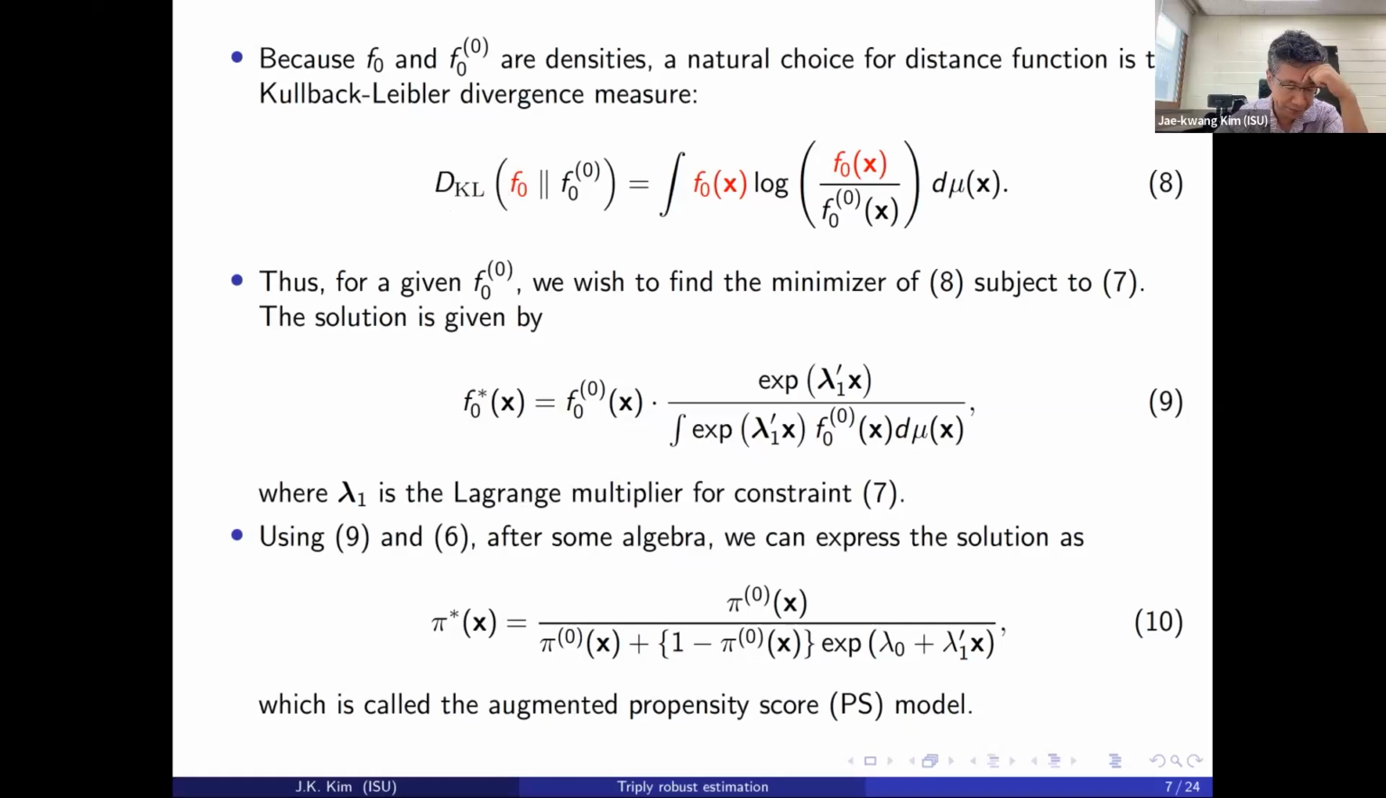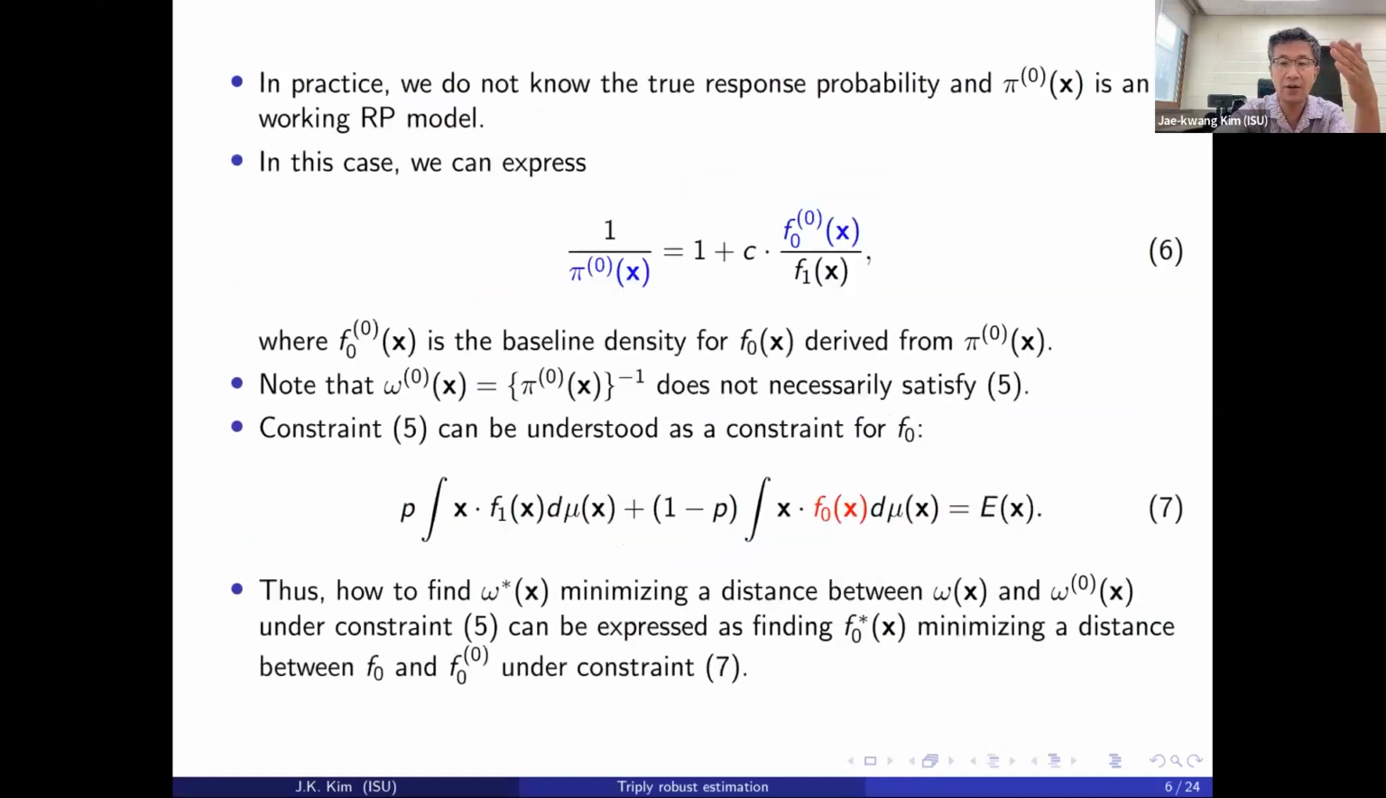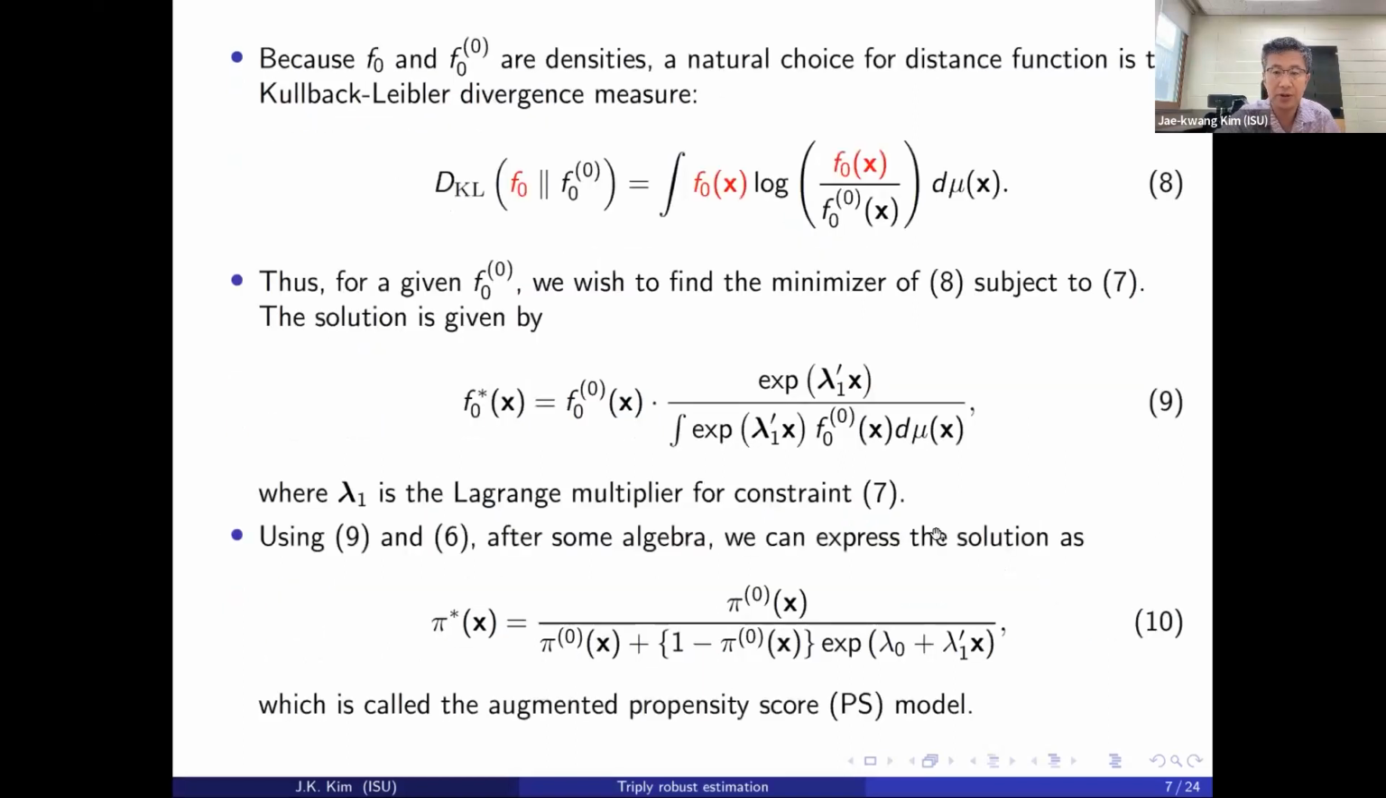The objective function. And then the constraint we want to impose is a calibration constraint, or a covariate balance constraint, but we want to express it in terms of F0. So then it becomes a well-defined optimization problem, and we can actually have a closed form solution. The solution is equation 9. It's more like an exponential family type solution.